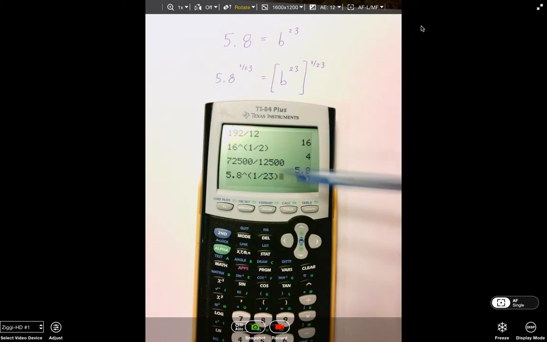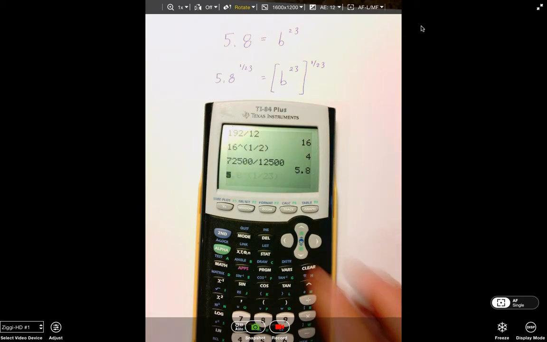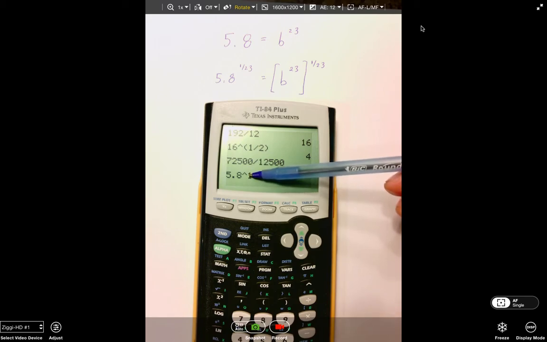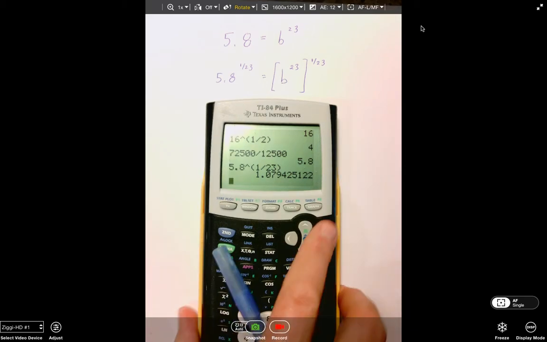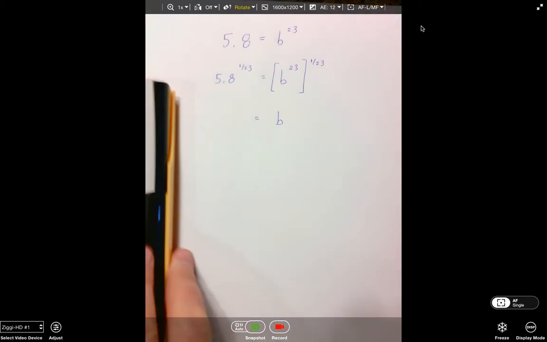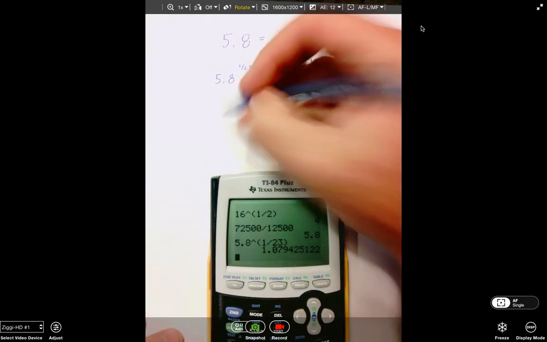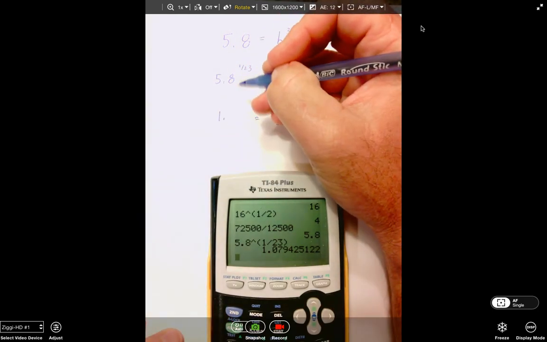Now guys, it's going to be tempting for some of you not to put that parentheses there. And let me show you what happens if you don't do that. Well, if you put 5.8 raised to the 1 divided by 23, what that'll do is that'll take 5.8 and raise it to the first power and calculate that, and it'll take that answer and divide by 23. That's not what you want. You want 5.8 raised to the entire fraction. So gang, what we end up with there is a b value. I'm going to call it 1.079.